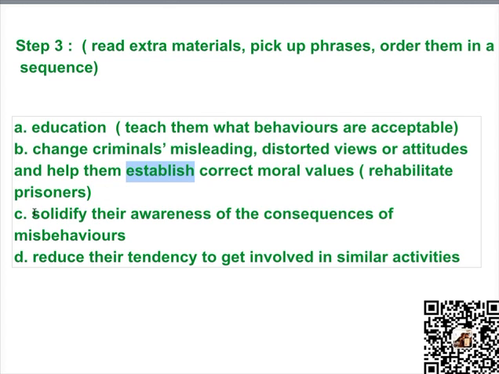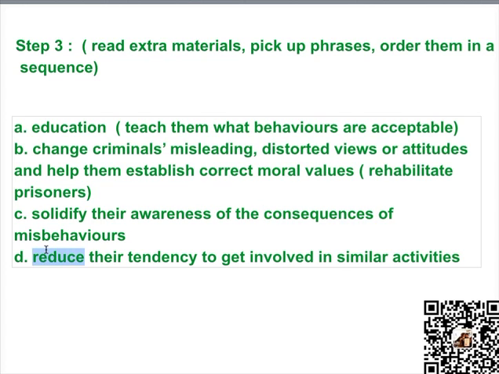Okay, next one, what happened next? We will have a deeper understanding, a better understanding of consequences of behaviors. So how can we express that? Solidify means we make our awareness or our understanding deeper. So solidify, make our understanding deeper. Solidify our awareness means our understanding of the consequences, means results of misbehaviors.